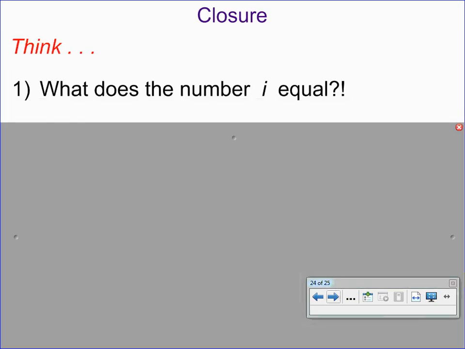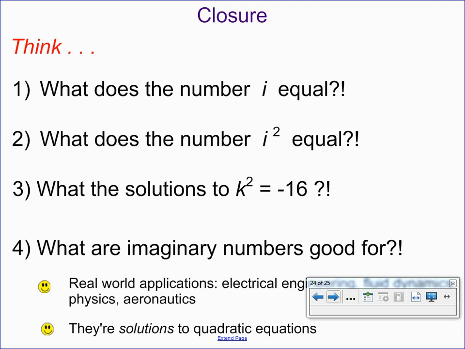All right. So I want a written response from everybody, please, and then be ready to share. And it looks like we will get a little bit of work done. Awesome. But first, let's go ahead and bring it together for closure. So what does the number I equal? Go ahead and write down the response. Don't say it out loud. What then does the number I squared equal? What are the solutions to k squared equals -16? And keep in mind there should be two solutions to a quadratic equation. And then what are imaginary numbers good for? Who needs them? Why do we spend time in class talking about imaginary numbers?